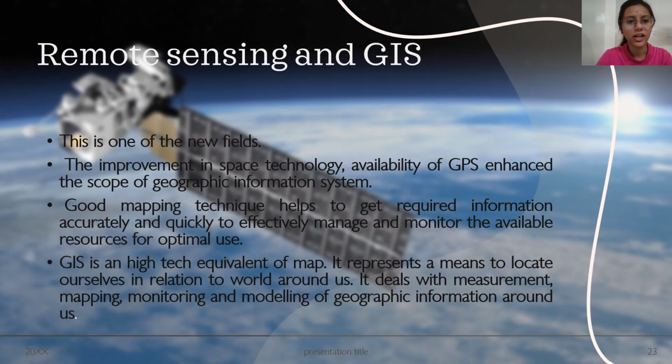Now let us move on to the last topic, that is remote sensing and GIS. This is one of the new fields. The improvement in space technology and availability of GPS enhance the scope of geographic information systems. Good mapping techniques help to get required information accurately and quickly to efficiently manage and monitor the available resources for optimal use. GIS is a high-tech equivalent of a map.